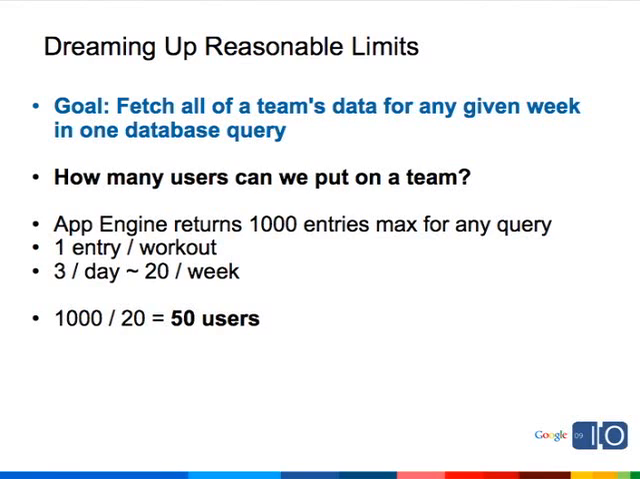And it's a pretty simple calculation, right? We have 1,000 entries return max. We are storing one workout per entry. And we figured that if you're working out 3 times a day, that's about 20 updates a week, 21 really. If you're working out more than 3 times a day, then you're probably not having enough time to do all the social application stuff anyway. So fair enough, we know our audience. 1,000 results divided by 20 updates a week means you can have 50 users a team. And then when we do this query, we can be guaranteed that in a single data store fetch, we can return all the results that we need to show for a single view.